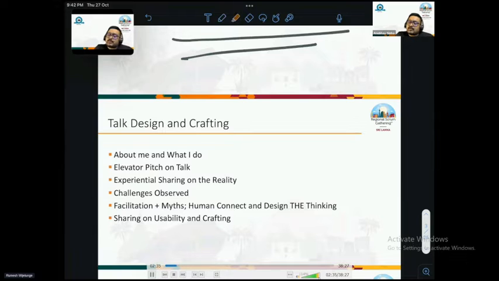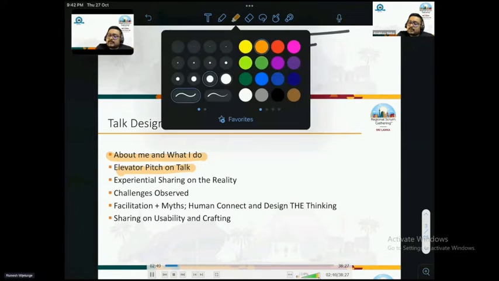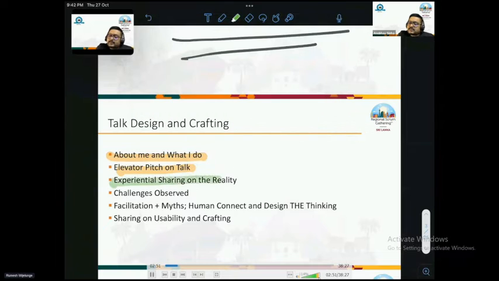You can see here that I will be sharing a few thoughts about me, a little bit of speech on the talk, what I'm going to talk about and share, a brief 2-3 minutes kind of interaction. Then I will be talking a little more on the experiential sharing on the reality, what I have experienced, what I have seen and observed while working in various transformations.